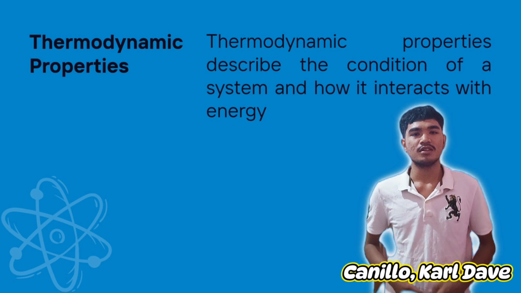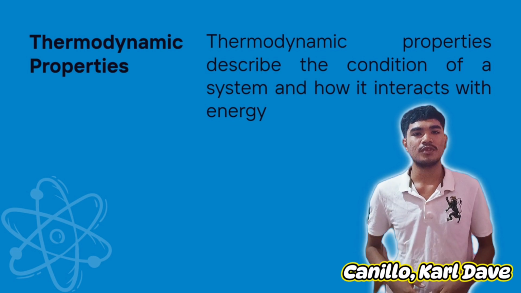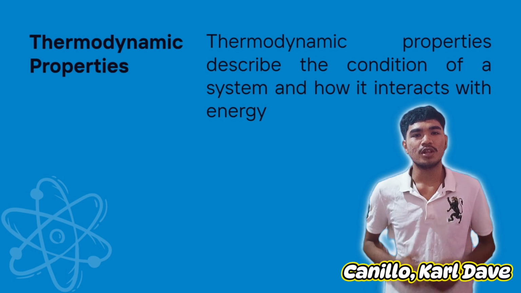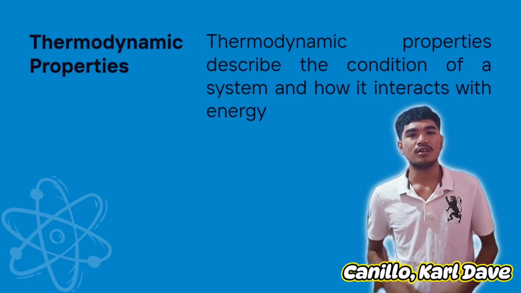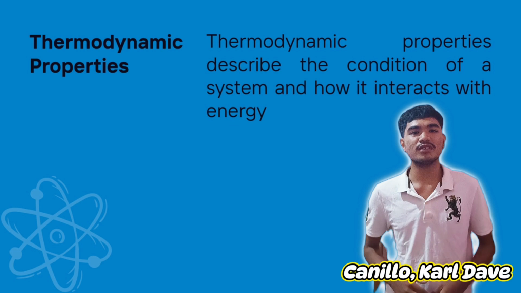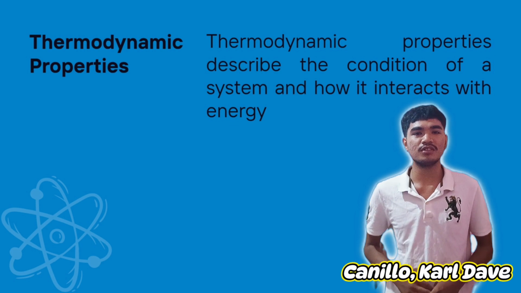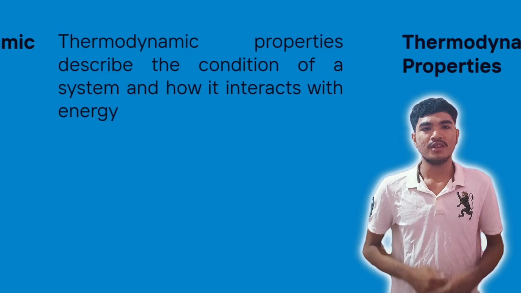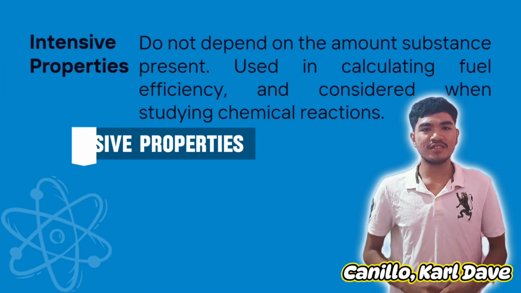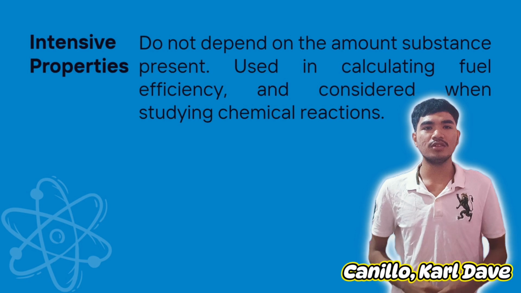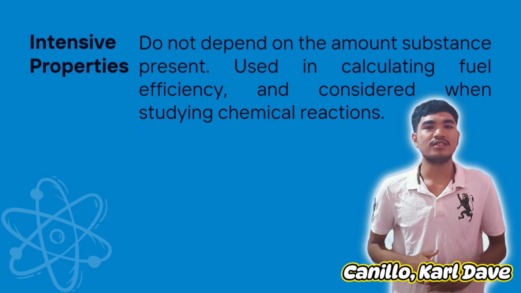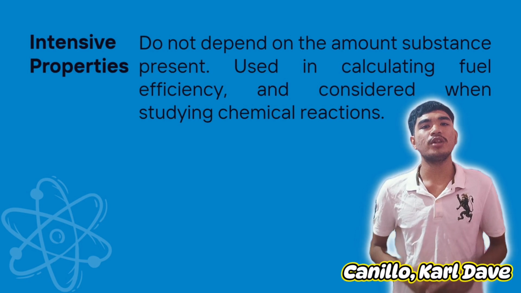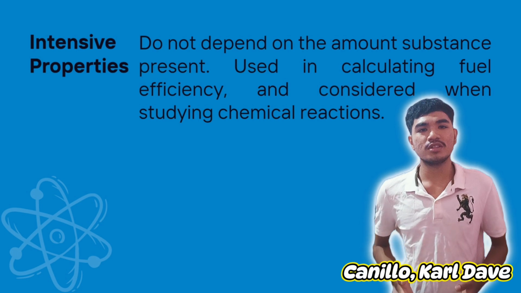Thermodynamic properties describe the condition of a system. Some properties depend on the amount of substance present, while others do not. Understanding these differences is important for designing efficient energy systems, analyzing materials, and making scientific predictions. Intensive properties. Intensive properties do not depend on the amount of substance present. These properties remain the same, whether there is a small or a large quantity.